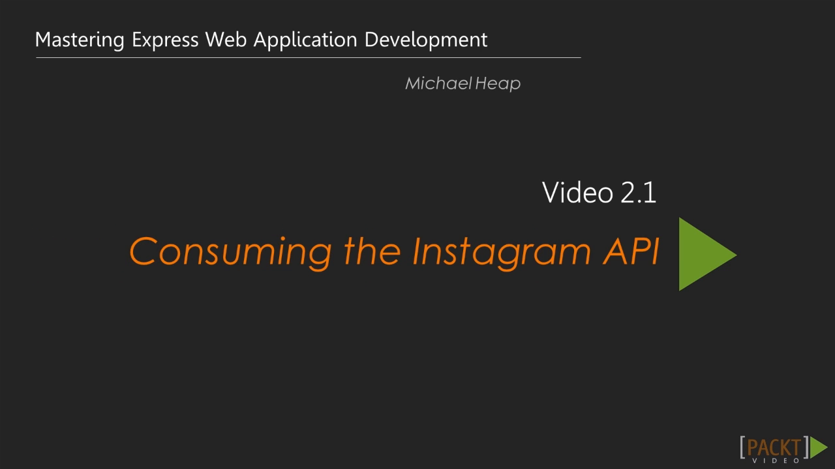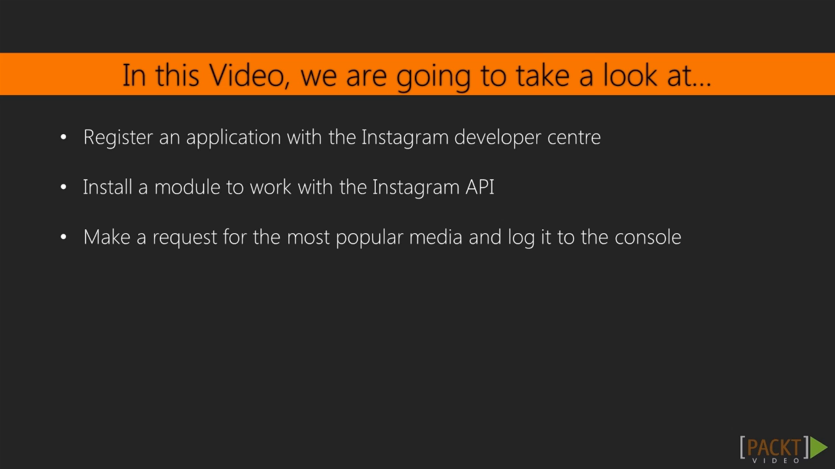In this video, we're going to be registering an application to use with the Instagram API, installing a module from npm to help us access it, and making the call to the API to see what information it returns for us to use. Firstly, we need to register an application. This will allow us to access the Instagram API.